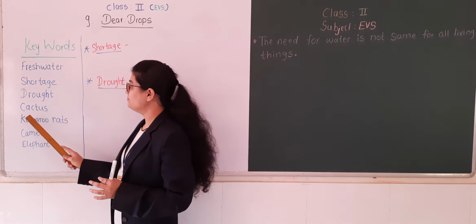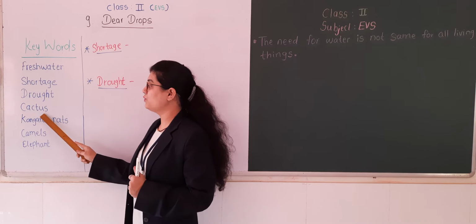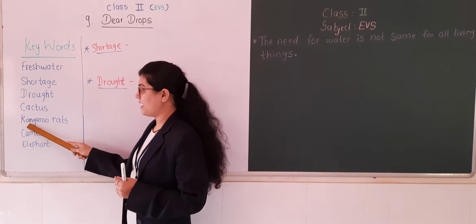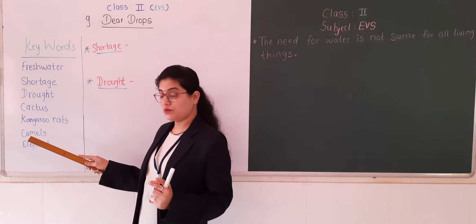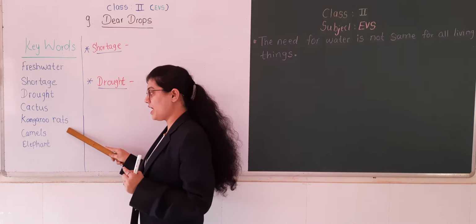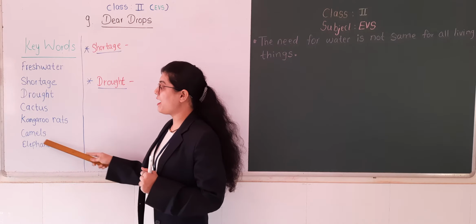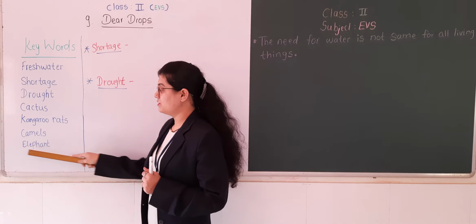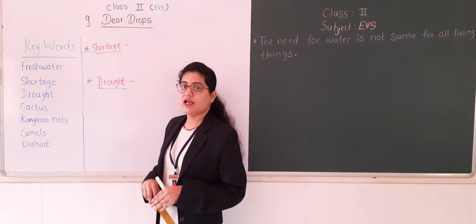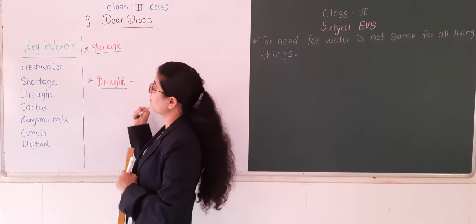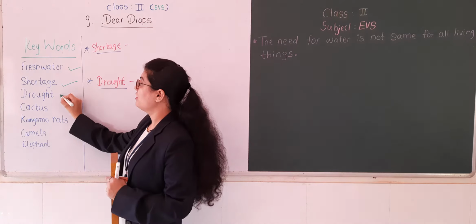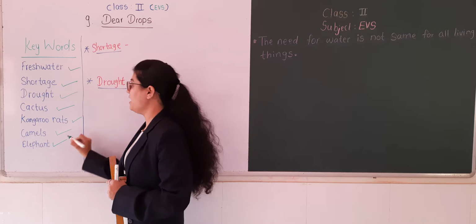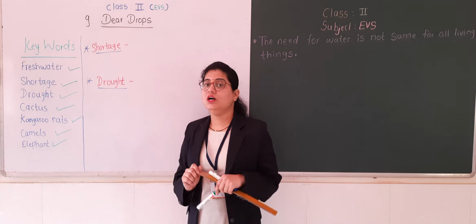D-R-O-U-G-H-T. Drought. Then cactus. C-A-C-T-U-S. Cactus. Then we have the word kangaroo rats. K-A-N-G-A-R-O-O. Kangaroo. R-A-T-S. Rats. Kangaroo rats. Then the next word is camels. C-A-M-E-L-S. Camels. Then the next word, elephant. E-L-E-P-H-A-N-T. Elephant. Alright, students, what are the keywords? The keywords are fresh water, shortage, drought, cactus, kangaroo rats, camels and elephant. I hope you have written all these keywords in your notebook.